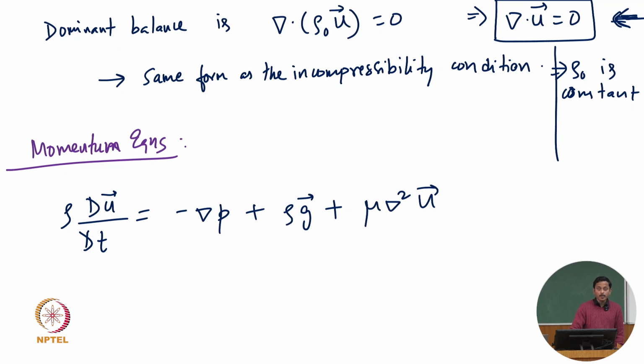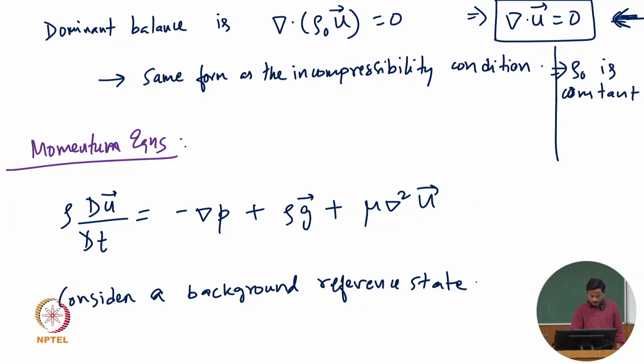We can extend this equation to include the Coriolis term, but just for the sake of simplification at this point we are assuming that we're measuring from an inertial frame of reference and the Coriolis term is not needed. So consider a background reference state of density rho naught and pressure P naught.